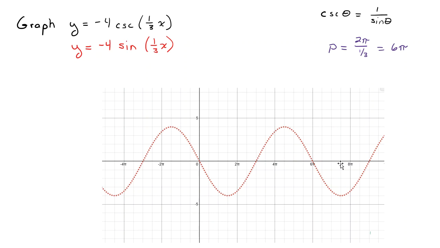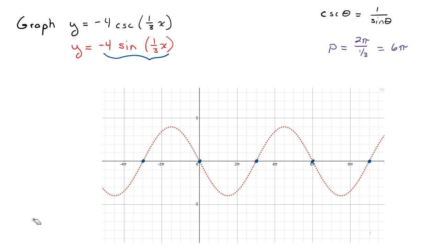Now, to do the cosecant graph, we're going to use this reciprocal property, and we're going to look at really specific cases here. The first case is when this stuff right here comes out to be 0. Let's mark those points on our graph. Where does -4 sine 1/3 x come out to be 0? That's all these places.